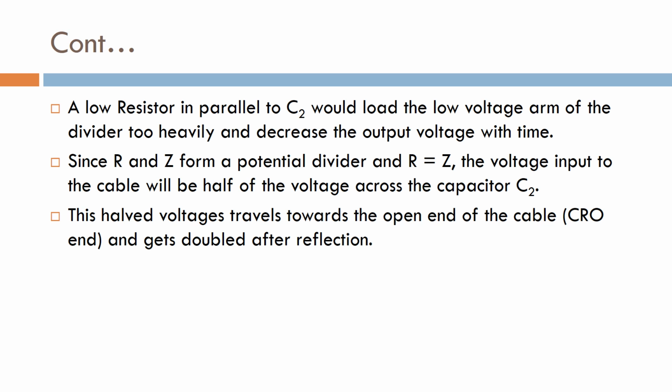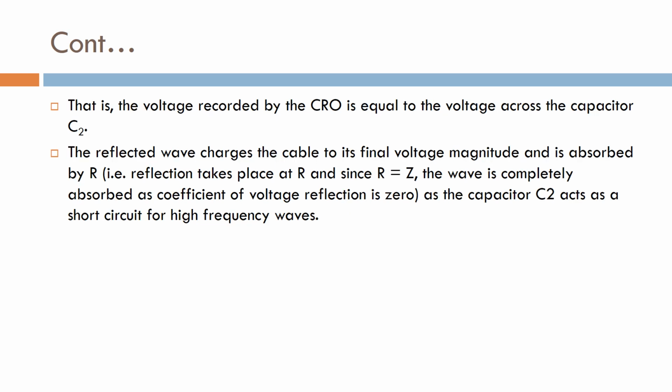This half voltage travels towards the open end of the cable, the CRO end, and gets doubled after reflection. That is, the voltage recorded by the CRO is equal to the voltage across the capacitor C2. The reflected wave charges the cable to the final voltage magnitude and is absorbed by R. That is, reflection takes place at R, and since R is equal to Z, the wave is completely absorbed as the coefficient of voltage reflection is 0, as the capacitor C2 acts as a short circuit for high frequency waves.